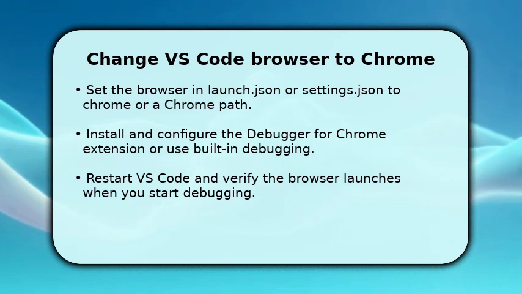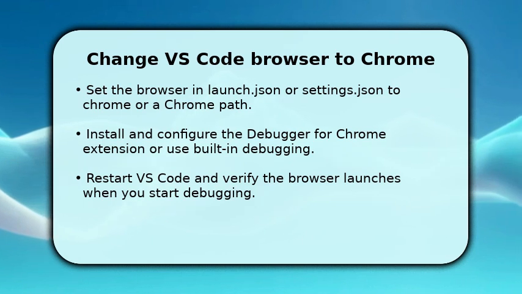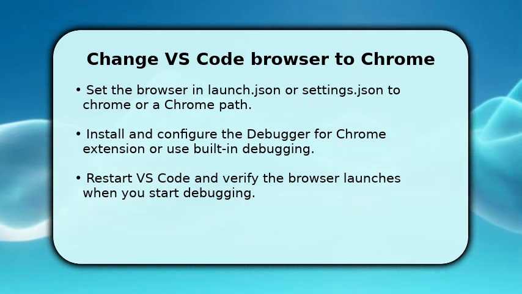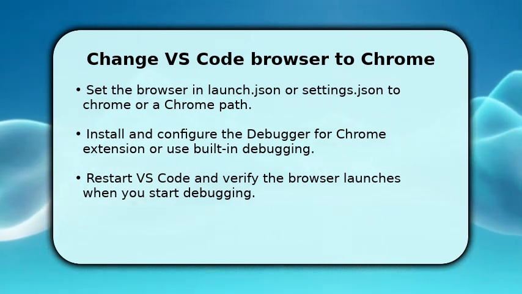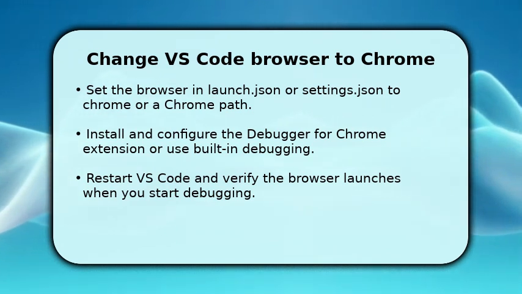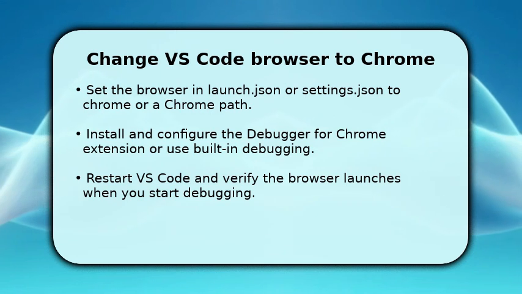Alternatively, open settings.json and set liveServer.settings.browser to Chrome for Live Server use. Install or enable the Debugger for Chrome extension if your workflow requires it. Save files and restart VS Code to ensure Chrome launches during debug sessions or when you open preview tabs.